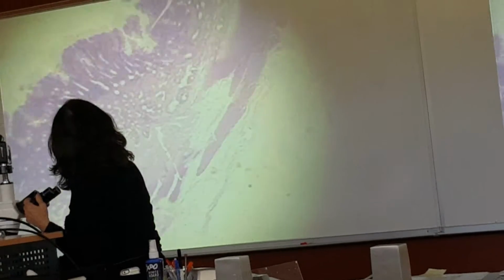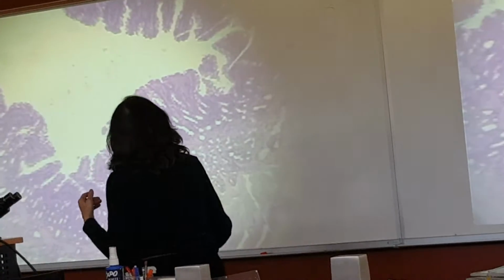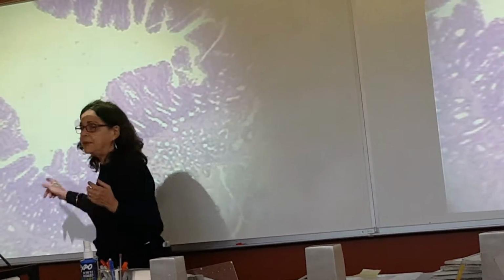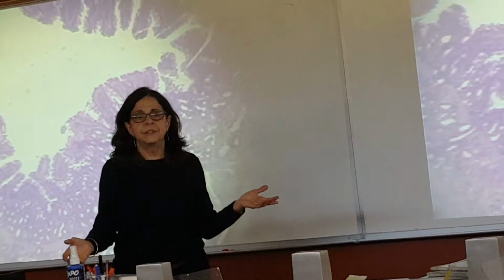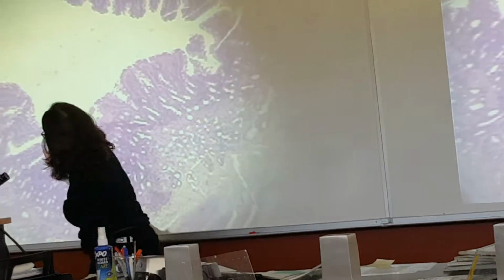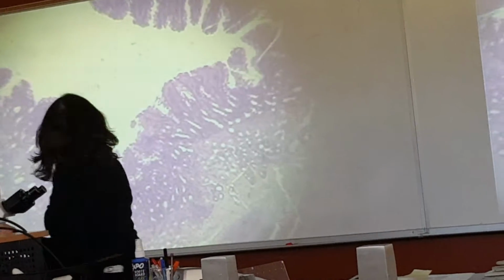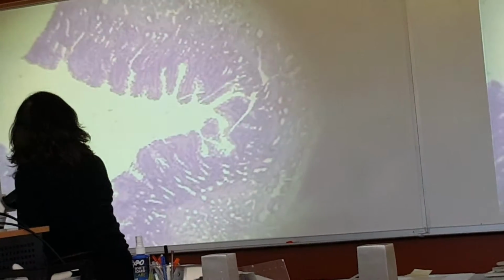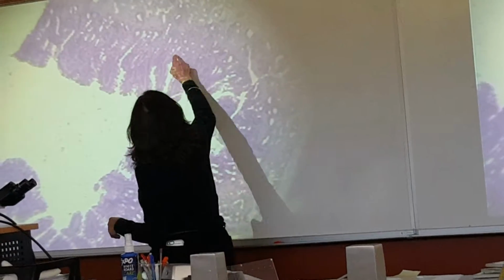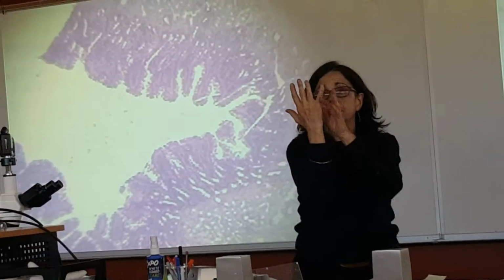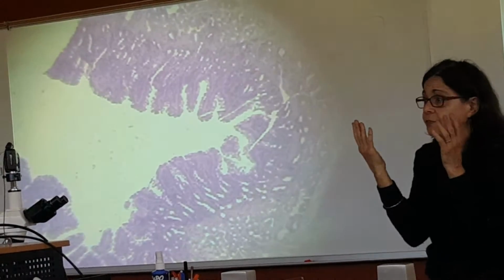So this is the duodenum, and this is how you know. Because what you see here starts with a V, villi, right? Okay? Villi. And over here, loaded with villi. Increases the surface area for absorption.